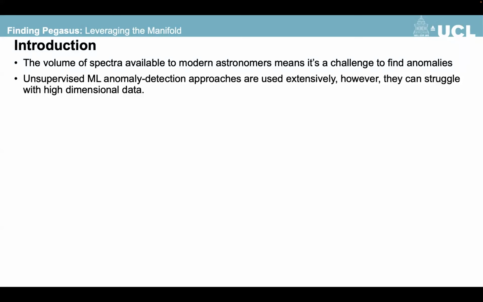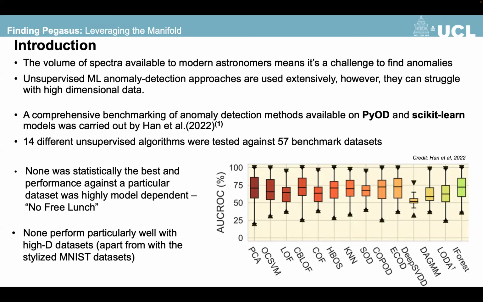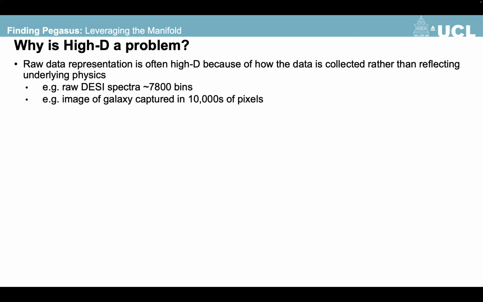We use unsupervised machine learning anomaly detection techniques extensively, but they can struggle with high dimensional data. There was a nice benchmarking study done by Han et al. in 2022, where they took a lot of the commonly used anomaly detection tools on PyOD and scikit-learn. When they tested them, lo and behold, none of them was statistically better than any of the others, which makes sense from a no free lunch perspective. But also when you dig into the data, you see that none of them perform particularly well on high dimensional data sets.